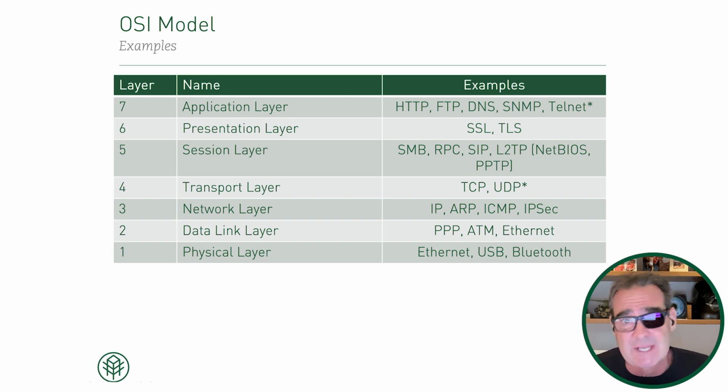So SMTP for sending, IMAP for reading email. And again, we'll talk about these in a little more detail in some subsequent slides, or even things like file transfers via FTP. These apps rely on protocols like DNS to find where they're going, and SNMP to talk to network devices. And then just beneath that, we have the presentation layer, which again, we talked about.